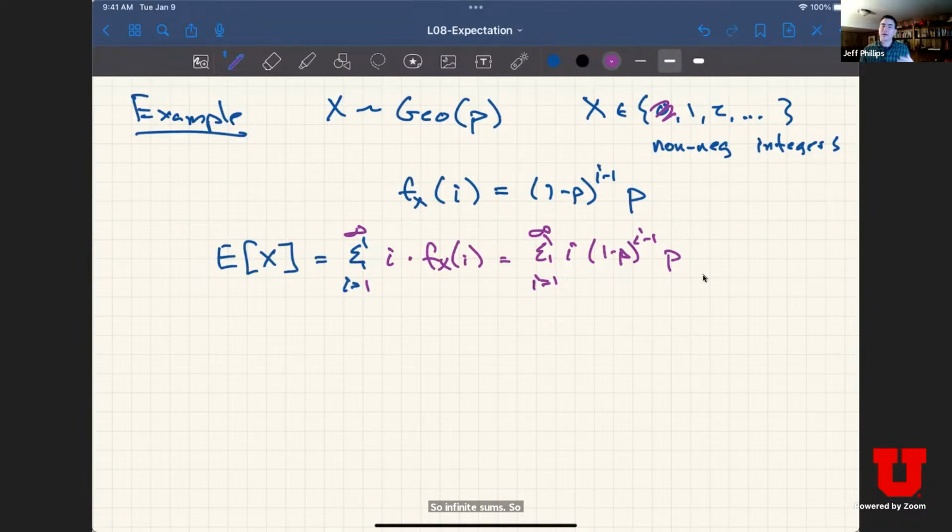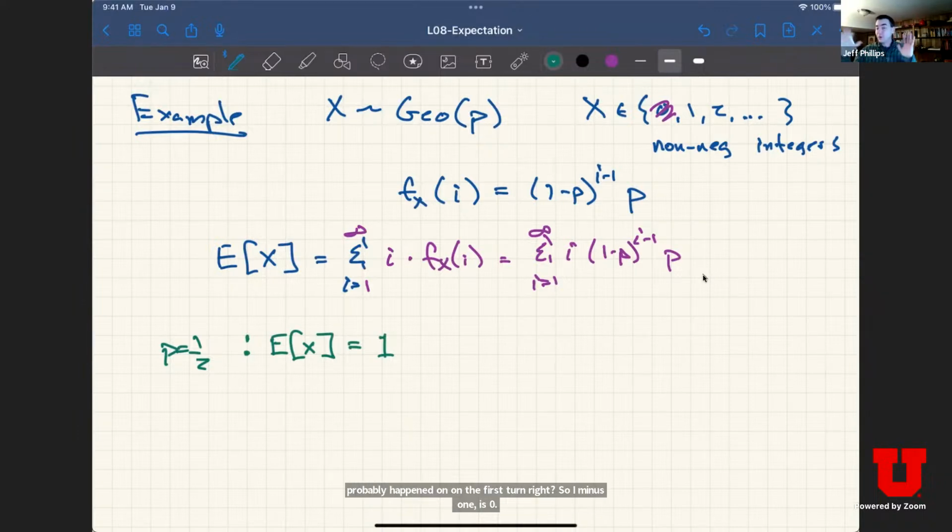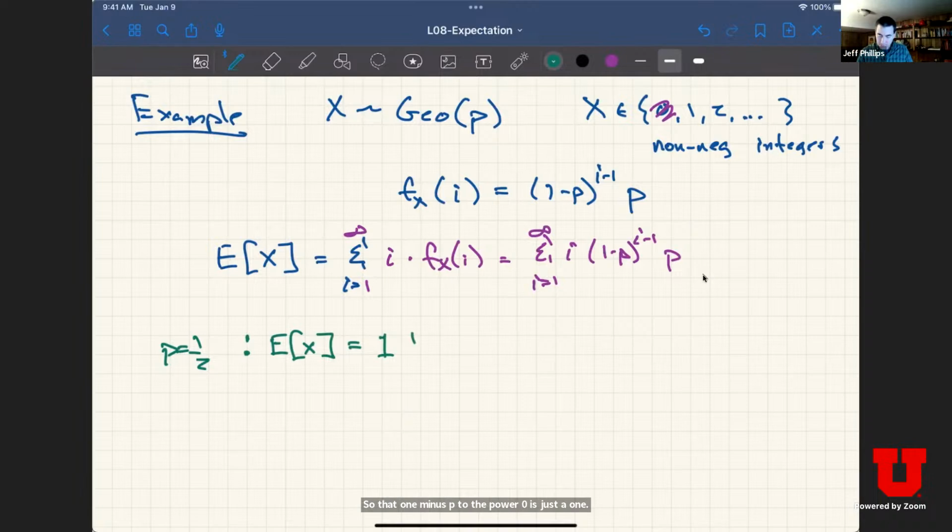So let's start by thinking of a simple example of what this would be. What if the probability was 1/2? Let's say p equals 1/2, and let's start by writing out this sum. The expectation of x is going to be 1 times the probability it happened on the first try. So i minus 1 is 0, so 1 minus p to the power 0 is just 1, so I ignore that, times p, and p was 1/2. That was pretty easy. That's the first term. The second term is 2 times the probability it happens on the second try, so this is i equals 2.